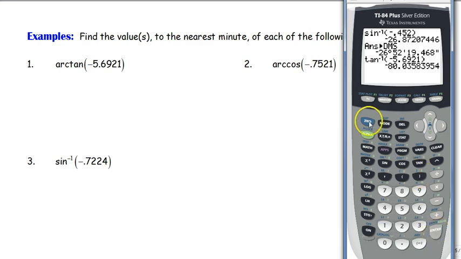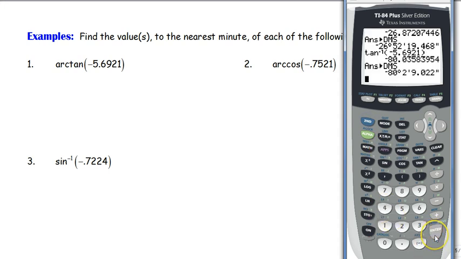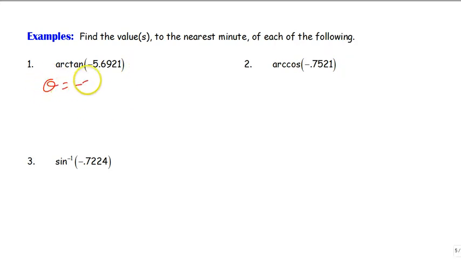And I hit enter, and I get negative 80 degrees. But I have to turn that into degrees, minutes, seconds, because it says to the nearest minute. So I get negative 80 degrees and 2 minutes. So my theta is negative 80 degrees, 2 minutes. And I just want to show you real quick what that means for tangent. That's like right down here.